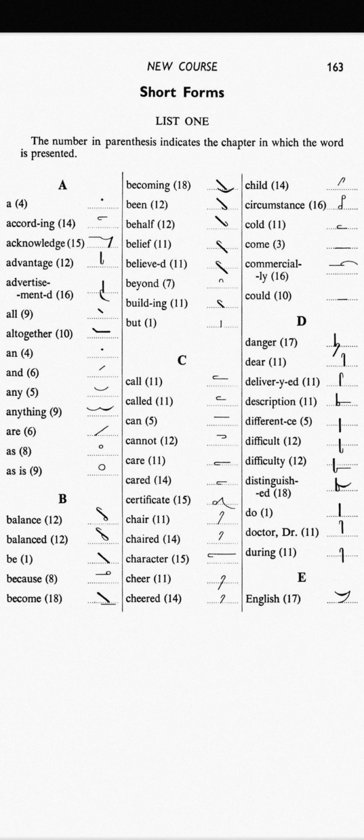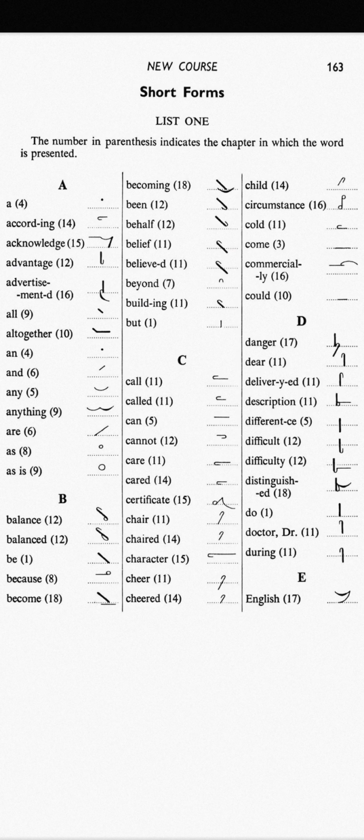K stroke above the line with M with R hook is used here for commercial or commercially. K stroke half deer on the line for could. D stroke J with R hook on the line, starting on the line and cutting through the line, for danger. D stroke on the line with R hook for dear. D stroke with L hook on the line for deliver, delivery or delivered. D stroke SKR on the line for description.